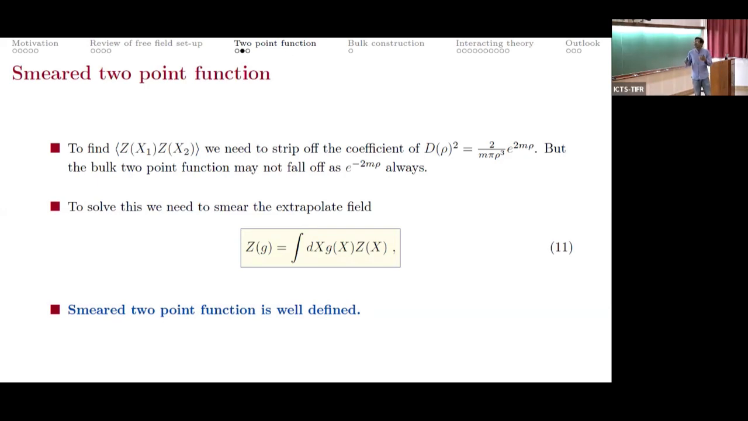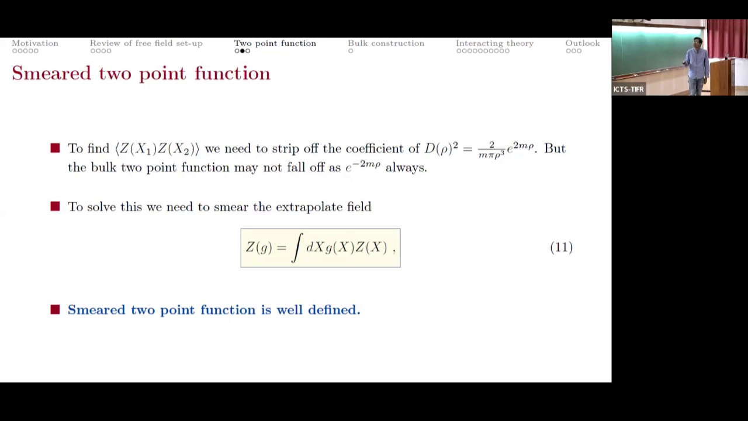But they actually solved this problem by smearing the extrapolated field with some good smearing function G(X). They studied the smeared 2-point function, and it is really well defined. This is because the 2-point function of this Z(X) is a distribution. It has some Dirac delta like properties. That's why, just as the Dirac delta is only defined under some smearing.